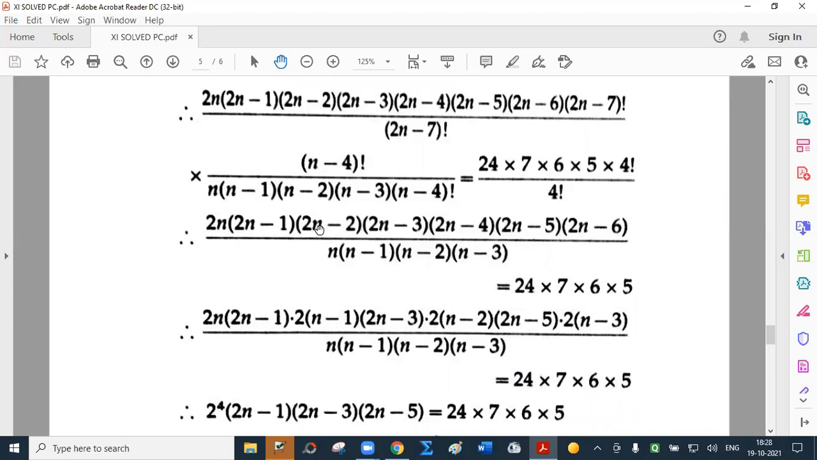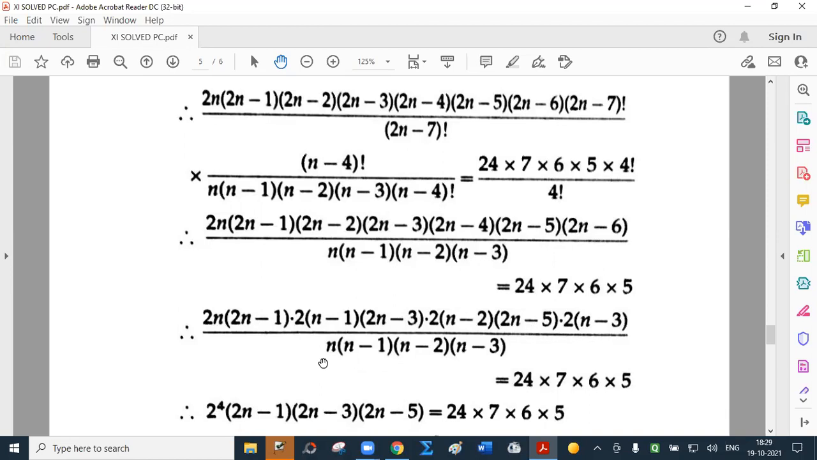See the cursor. From 2n minus 2, 2 is taken common. From 2n minus 4, 2 is taken common. From 2n minus 6, 2 is taken common. So already 1, 2 is there. That is why you can see 2 raised to 4. Okay, this step is shown here. No problem. See, this is how you have to write a detailed solution. So 2 into 2 into 2 into 2, that is 2 raised to 4. What remains? 2n minus 1, 2n minus 3, 2n minus 5.